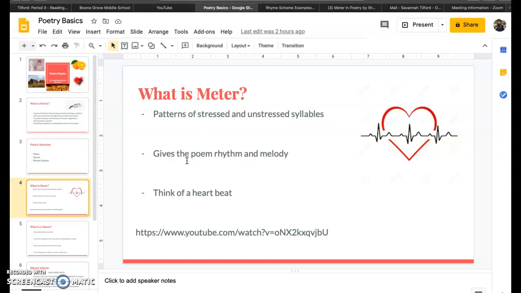And that's really what makes poetry, because if we don't have a rhythm or a melody, then it's just some words on a page with some weird formatting, right? And another way of looking at it is think of your heartbeat, right? Your heartbeat could be a certain type of meter, right?